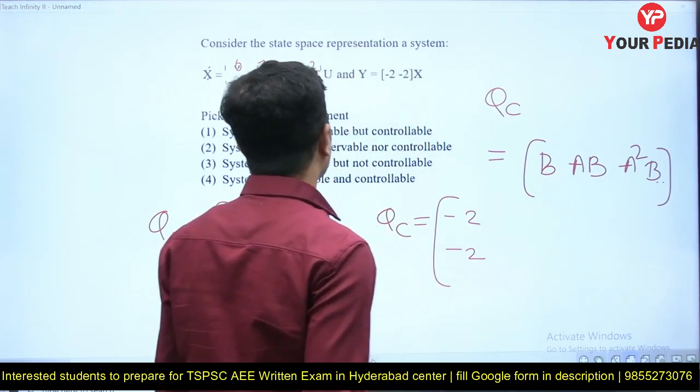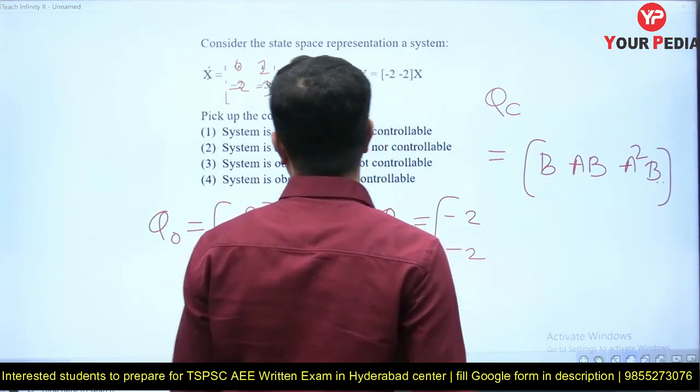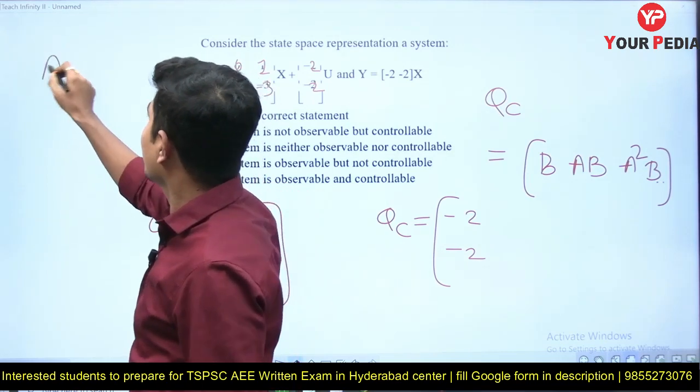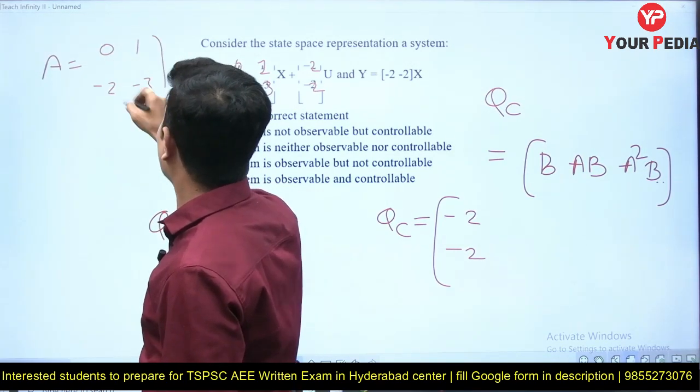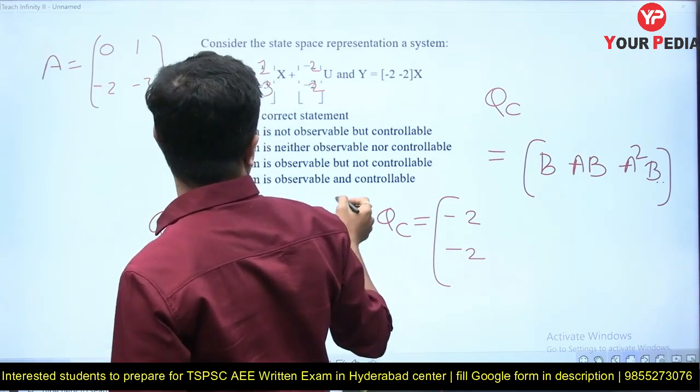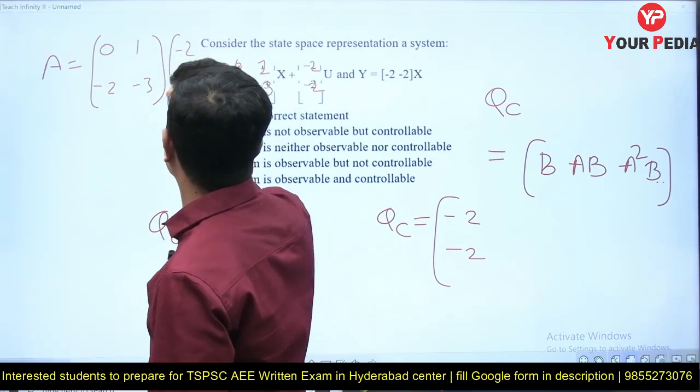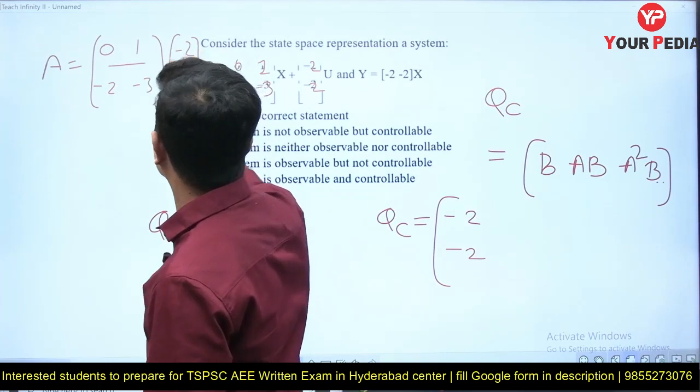What is AB? Matrix AB. A is, I am writing here, A equals 0, 1, minus 2, minus 3. And what is B? B is minus 2, minus 2. So minus 2, minus 2. Then what are we going to get?